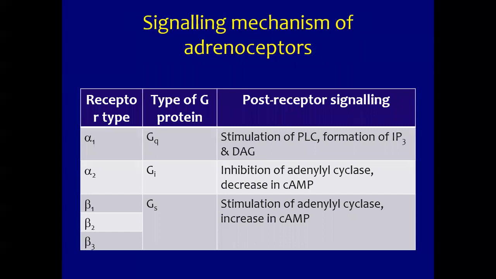Alpha 1 are coupled with Gq. That means similarly to M1: PLC, IP3. Then alpha 2 are Gi: inhibition of adenylyl cyclase, decrease in cyclic AMP. All beta are coupled with Gs, meaning an increase in cyclic AMP. So based on the second messenger, you can figure out that an increase in cyclic AMP in cardiac muscle, the pacemaker cells, will increase the heart rate. In the previous case, M2 receptors were through Gi, decreasing heart rate. They are opposite to each other. So this is the signaling mechanism of alpha and beta receptors.